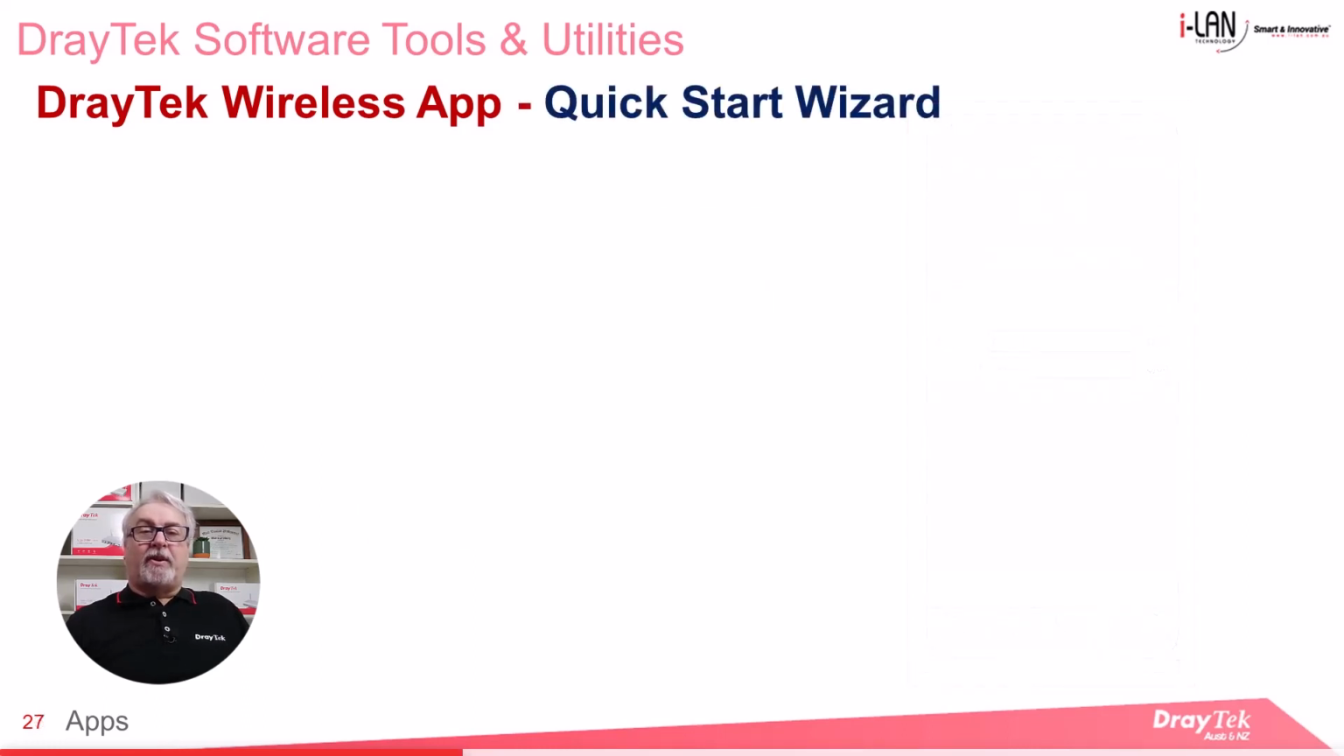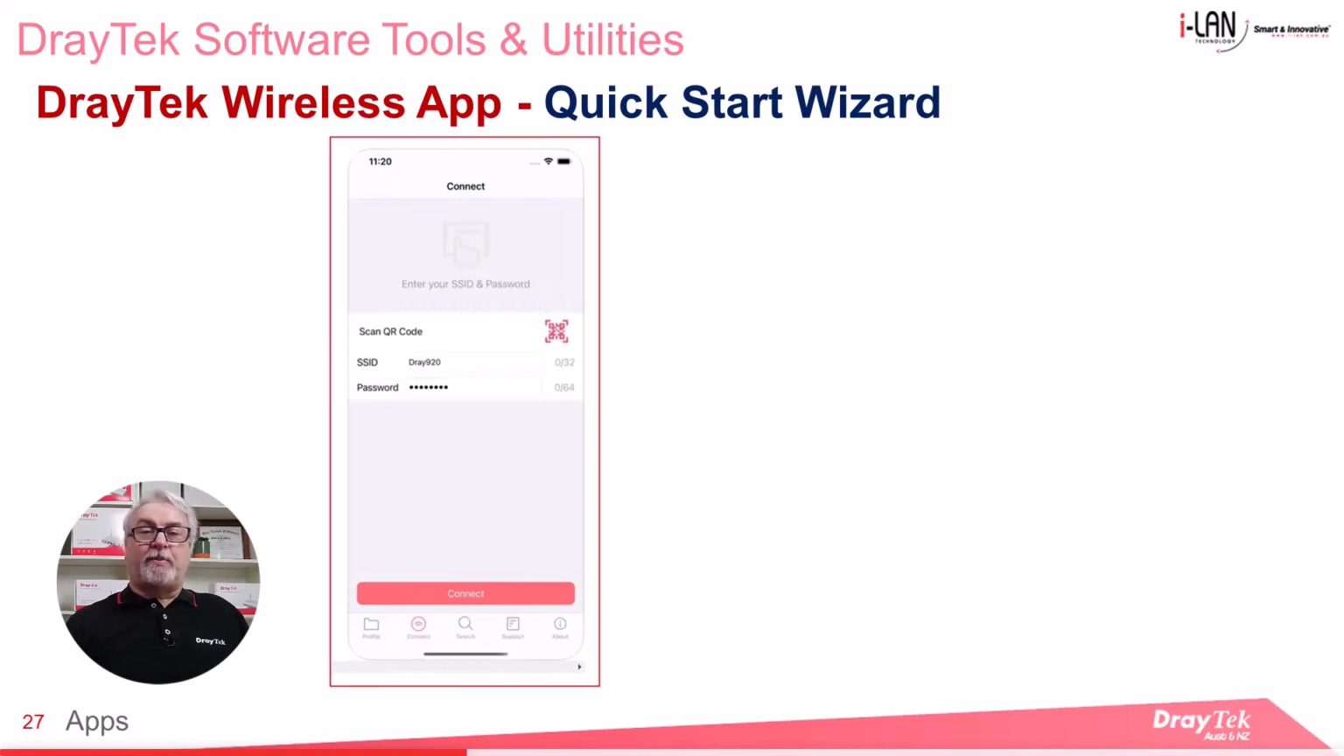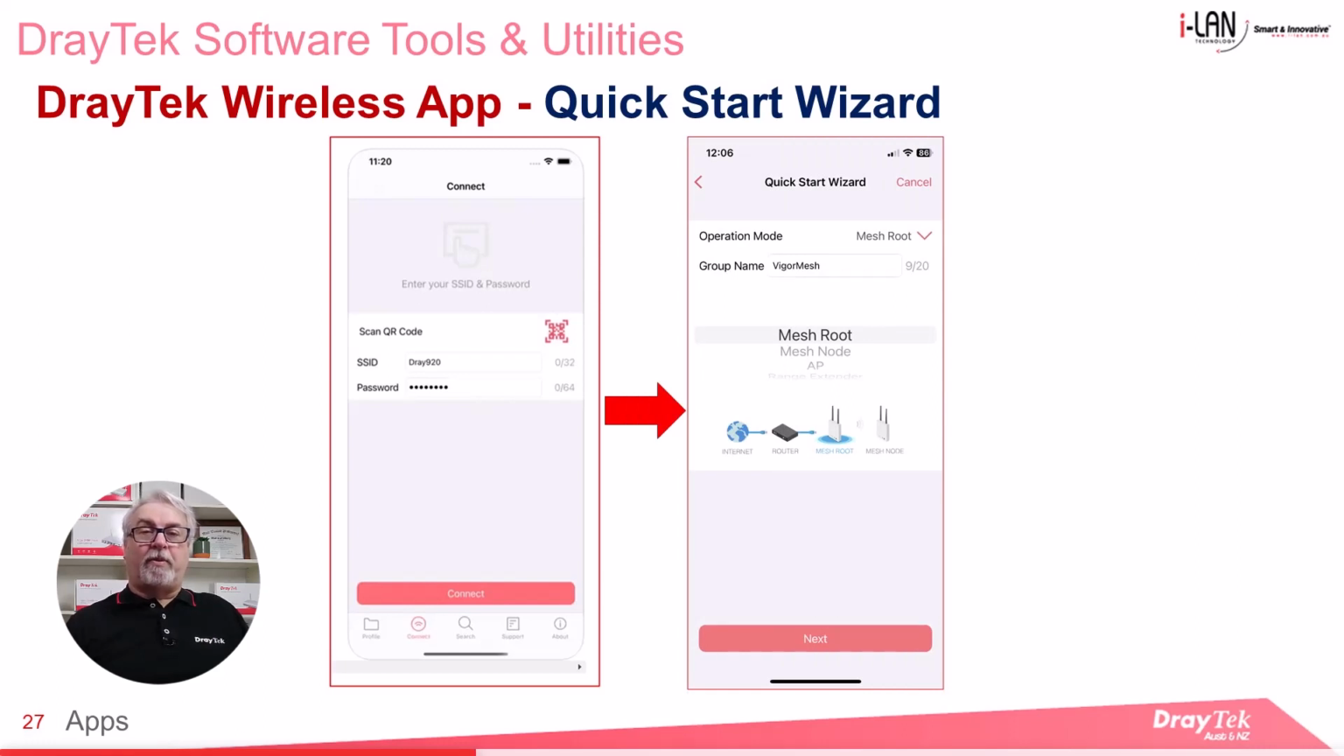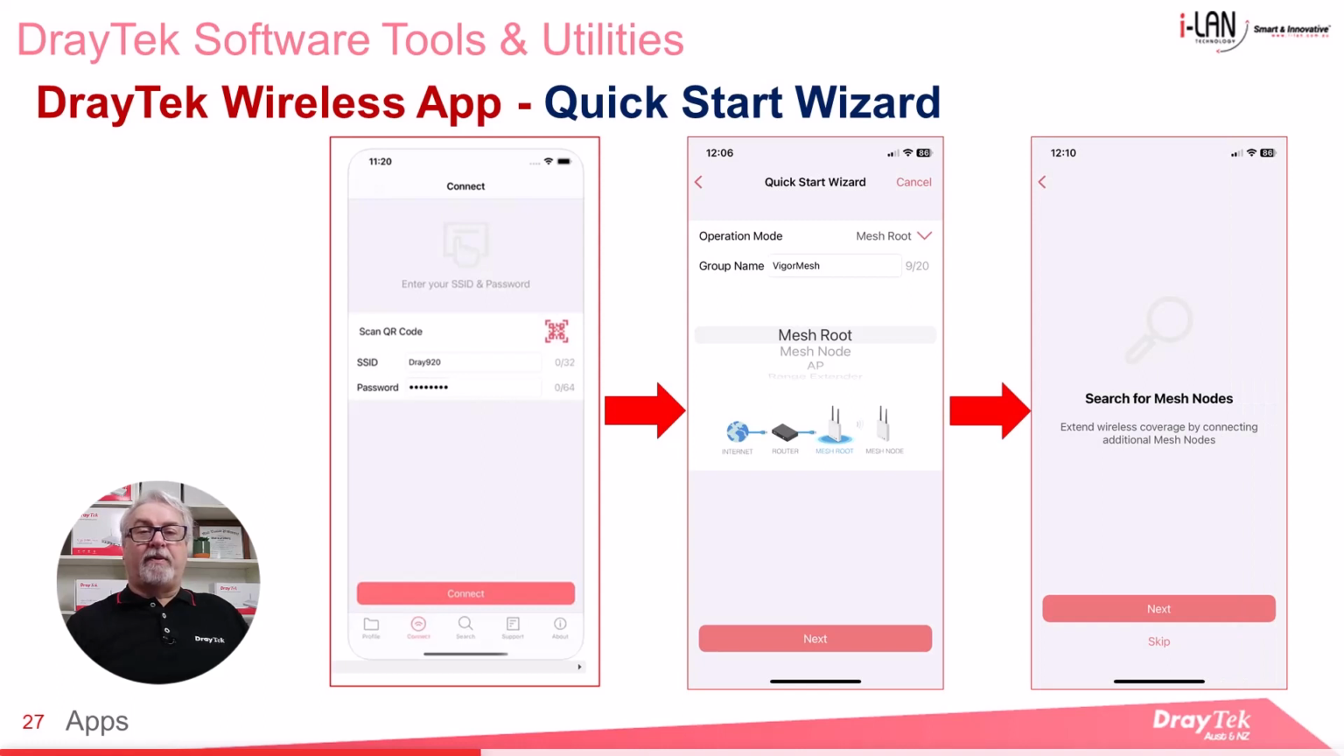Using the Quick Start wizard guides you through the steps to set up a wireless mesh network. The first step is to connect to the access point that would be the mesh route by using the QR code if available or entering the SSID and password. Once connected, then select Mesh Route as the operation mode and enter the group name. Then click on Next to start searching for mesh nodes.